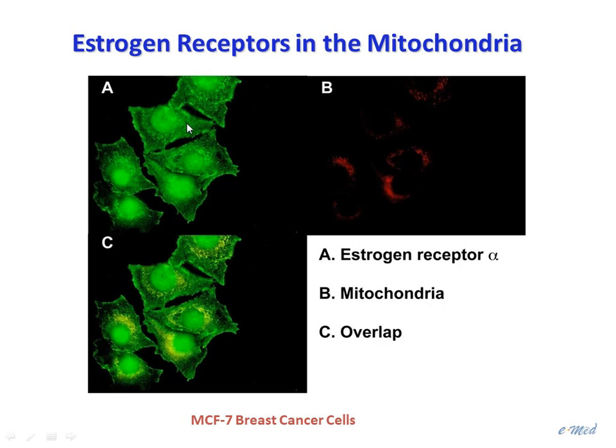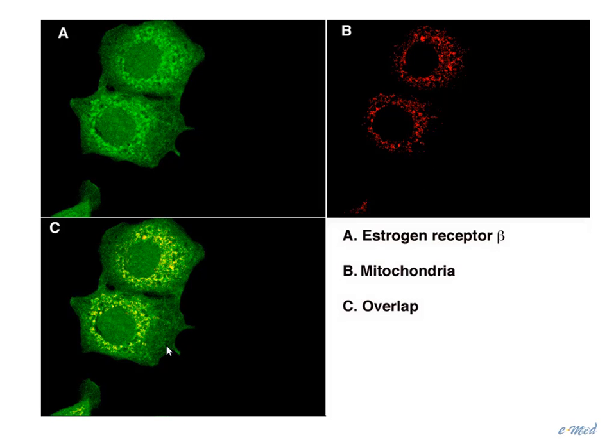Now, there is this pool that I'll call your attention to just outside the nucleus, perinuclear, here and here. And this lines up very nicely with a dye that stains the mitochondria called MitoTracker. And in yellow, you can see that there is a pool then of ER alpha in the mitochondria. Even more amazing is ER beta. And in many cell lines that we've looked at and others have looked at, ER beta is predominantly extranuclear, and it is in the mitochondria.